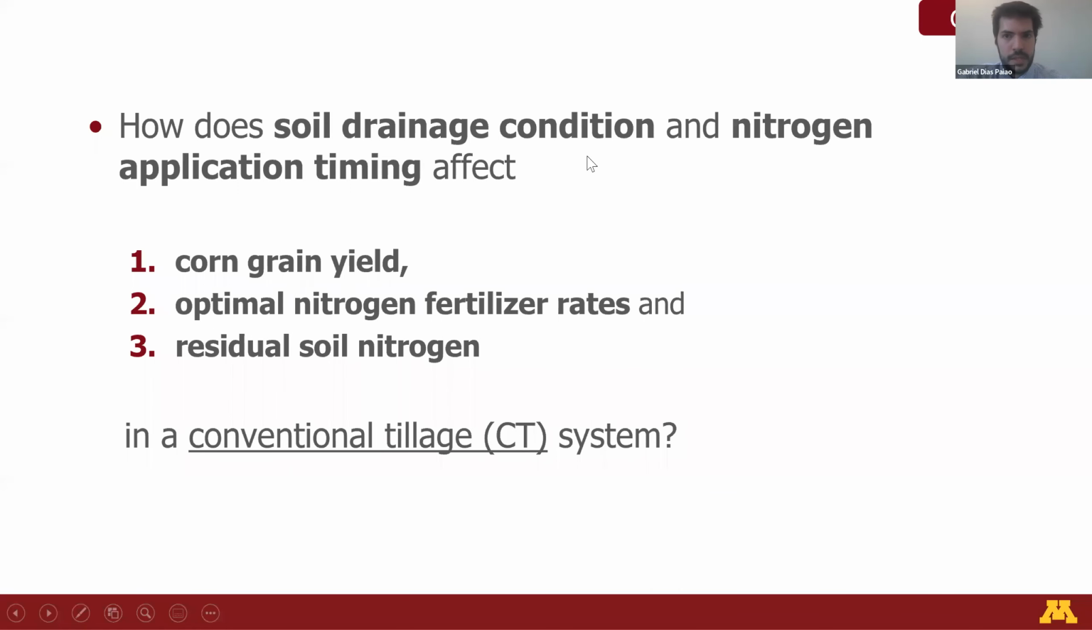So the objectives of this first study were: how do soil drainage condition and nitrogen application timing affect corn grain yield, optimal nitrogen fertilizer rates, and residual soil nitrogen in a conventional tillage system? So in this first study, we are just looking at the conventional tillage component using data from 2014 all the way to 2019. So here in this first study, we did not look at tillage treatments.